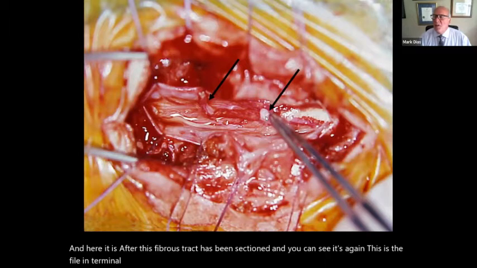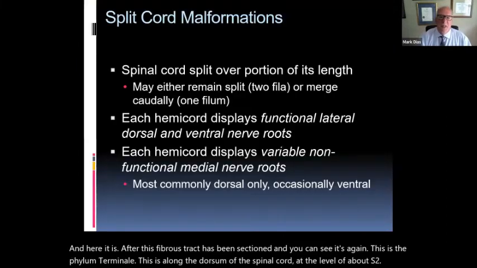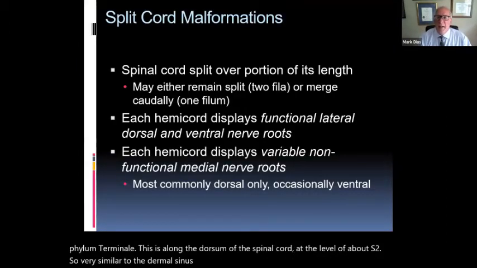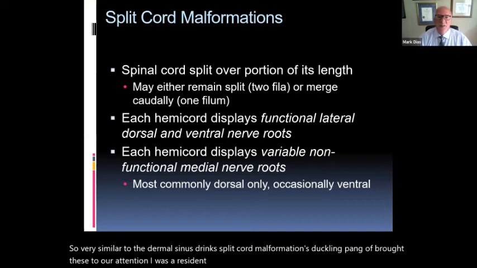This is along the dorsum of the spinal cord at the level of about S2. So very similar to the dermal sinus tracts. Split cord malformations. Dr. Pang brought these to our attention. I was a resident of his and became very interested in these.